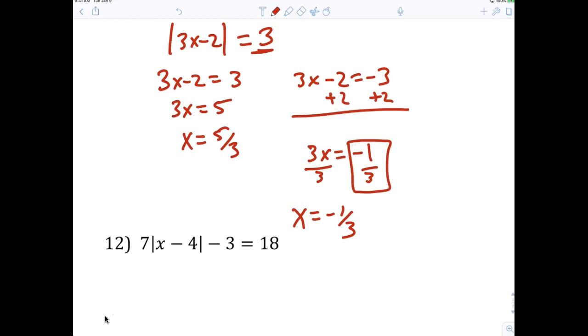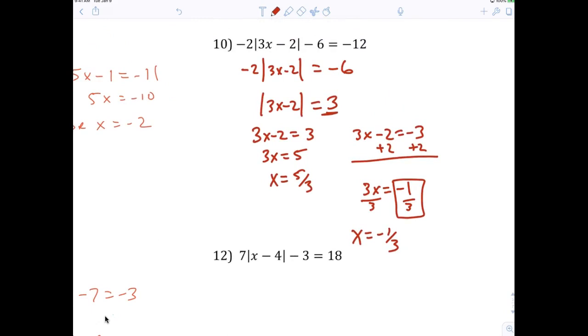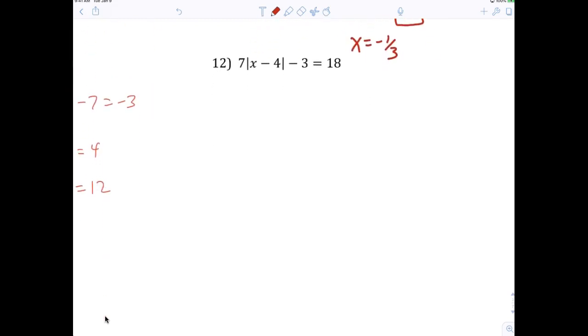Yes, sir. Why do you not have 12 and 7? I'm not sure what you're asking me. I have to isolate the absolute value first. You understand what I just said? So I had to add 6 first, and then I had to divide by negative 2. Did you hear me on that? You sure? All right, so let's do the next one together. Leighton, are you wanting to do the next one?